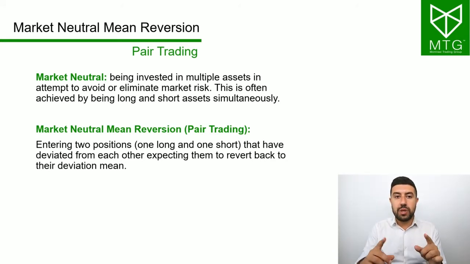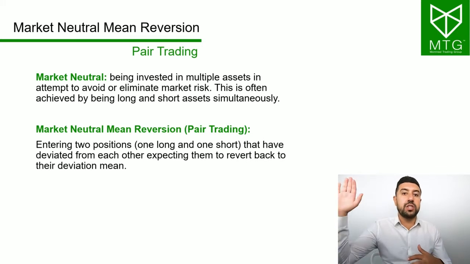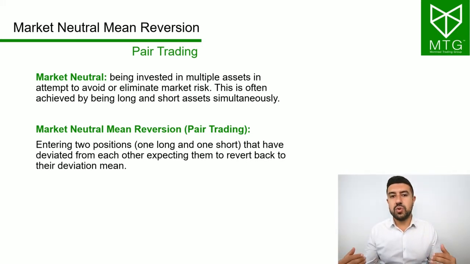Now, the problem occurs when there's a market crash. If you only had long positions, all the long positions would lose. If you have long and short positions, you will lose on your longs, but you will make on your shorts. That way you eliminate the risk of losing all your money if there's a market crash. And it's the same thing if the market skyrockets. If you only had short positions, you would just lose. But if you have shorts and longs, you would lose on your shorts, but you would make on your longs, eliminating again the market risk.